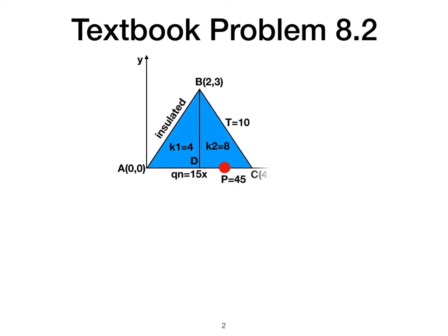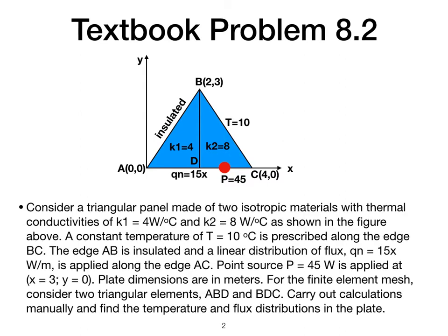Today we are going to solve textbook problem 8.2. Figure is as shown and the problem statement is as given here. It says consider a triangular panel made of two isotropic materials with thermal conductivities of K1 equal to 4 watts per degree Celsius and K2 equal to 8 watts per degree Celsius as shown in the figure above.